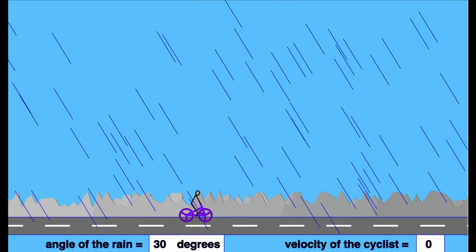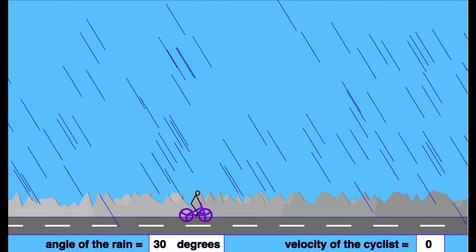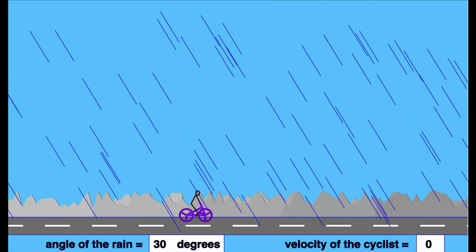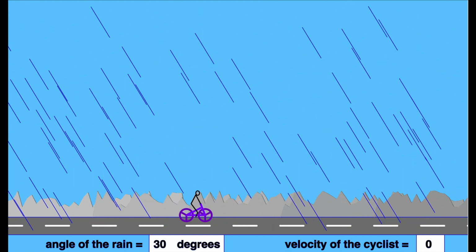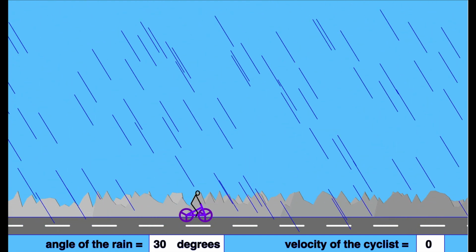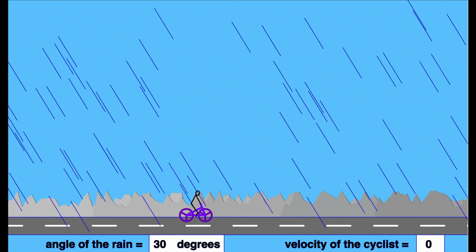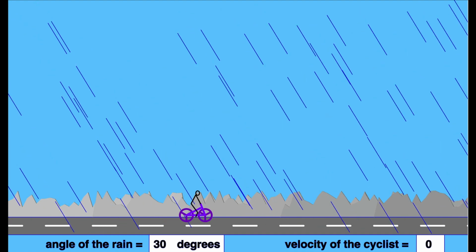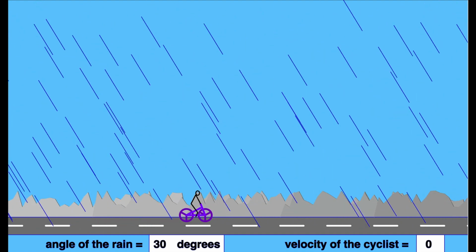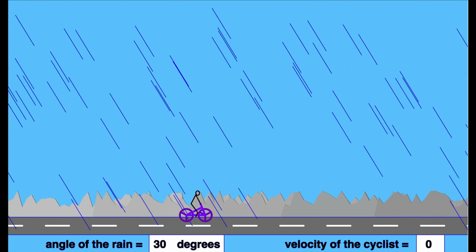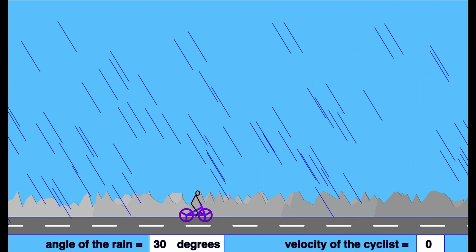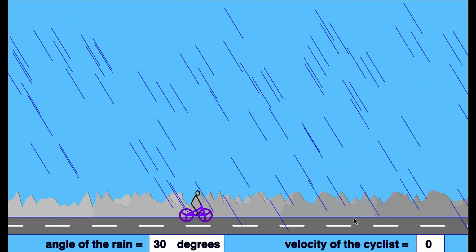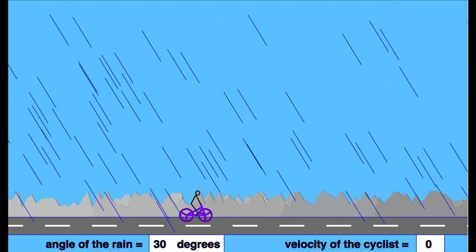Now in the second problem, the rain is coming down at an angle of 30 degrees to the vertical at a speed of 10 meters per second. And the question was, with what velocity should the cyclist move so that in his frame of reference, the rain is coming down vertically. So we calculated that the velocity of the cyclist should be 5 meters per second to the right. So let's give the cyclist a velocity of 5 meters per second.